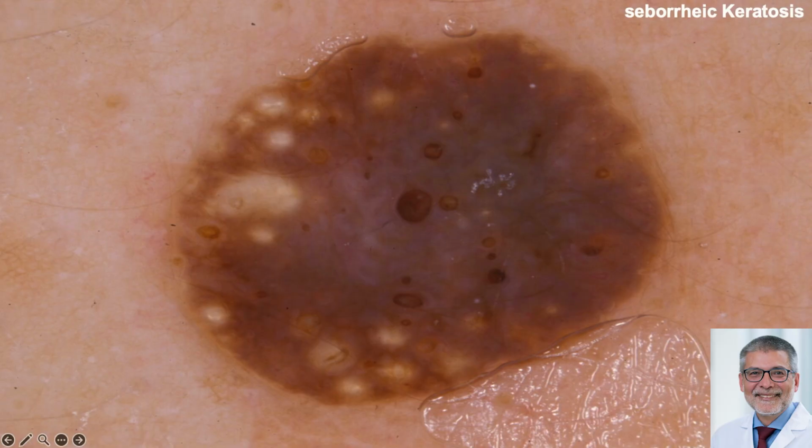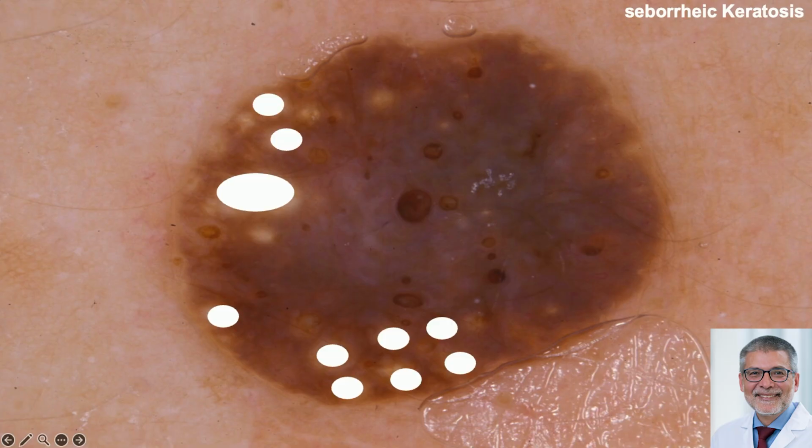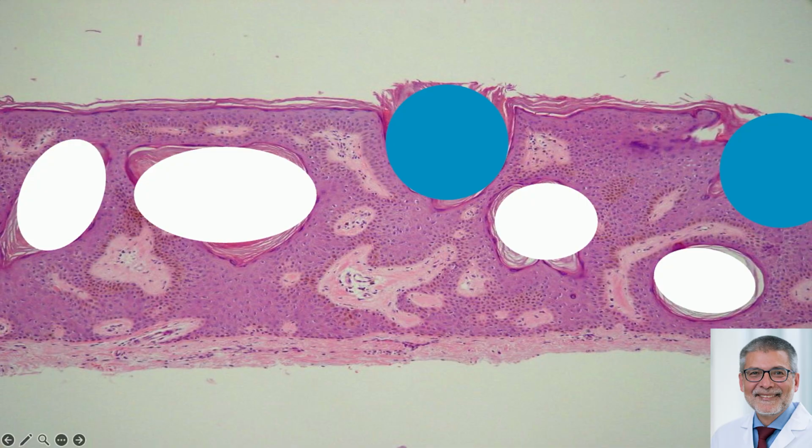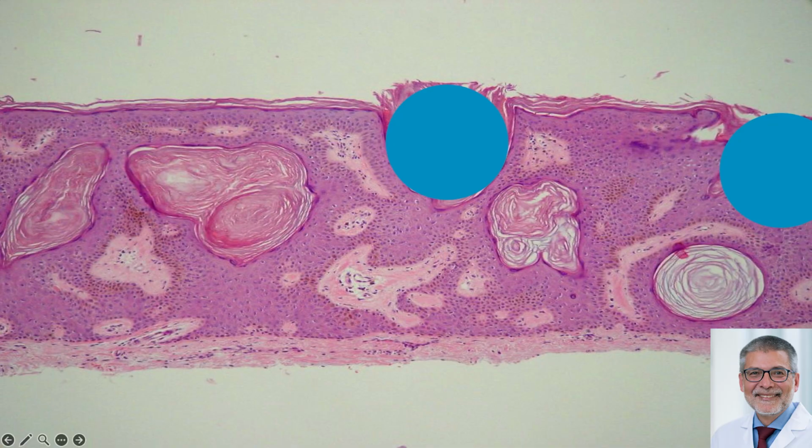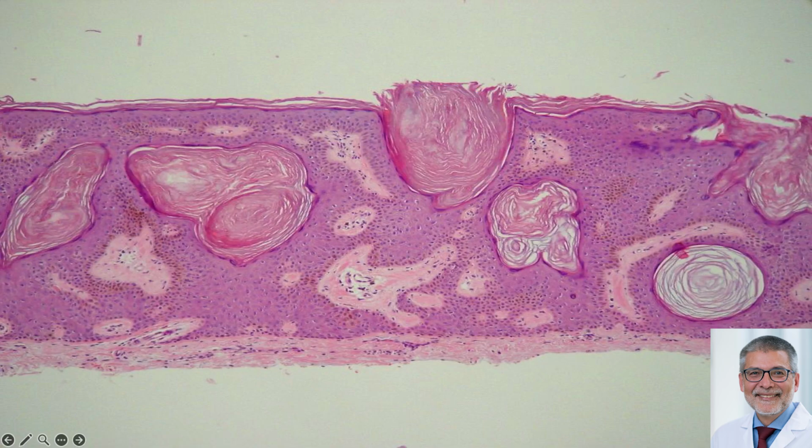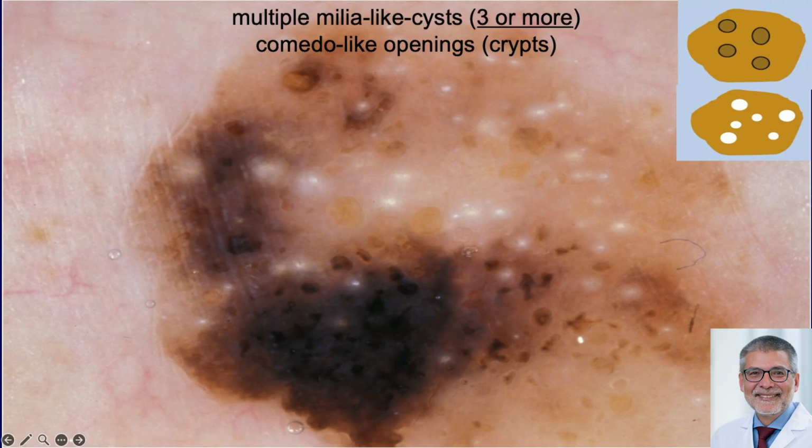So here are your milia cysts. Here are your comedo-like openings, and histologically, when you look at it, you'll see the inclusion cysts, which are your milia, and when they open up to the surface, you have your comedo-like openings that usually appear brown because the keratin oxidizes and becomes brown in color. So, if you have a keratotic lesion with many, meaning 3 or more, milia cysts and comedo-like openings, it speaks for the diagnosis of a seborrheic keratosis.